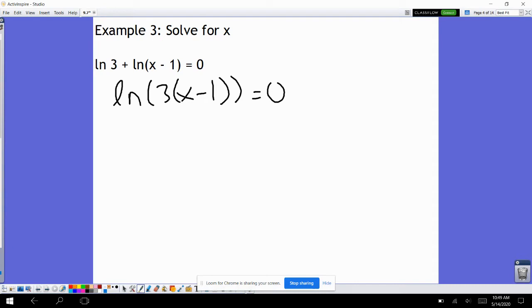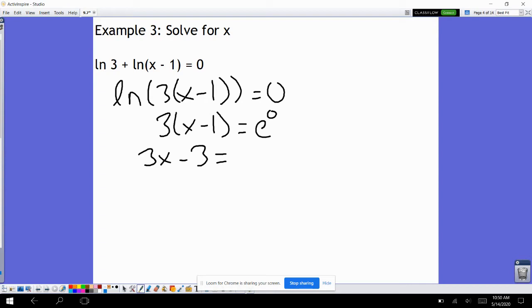Well, how do we undo the natural log? We raise e to that power, or we write this as an exponential. So 3 times (x minus 1) is equal to e to the 0th power. On the left-hand side, we can distribute. We have 3x minus 3 equals e to the 0.